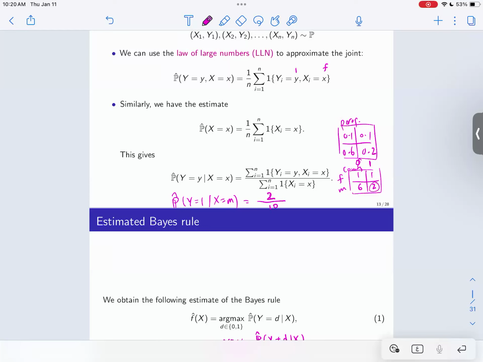Right, so this would be this. The total number is 10. Oh, sorry, the total number is 8. 2 divided by 8, 2 out of 8. There are 8 males, 2 out of them are this, so it's going to be 0.25. And so we decide, because y equal to 1 given x is equal to m is 0.25. The other, y equal to 0 given x equal to m, is 0.75, he decided 0. He declared that he did not survive.